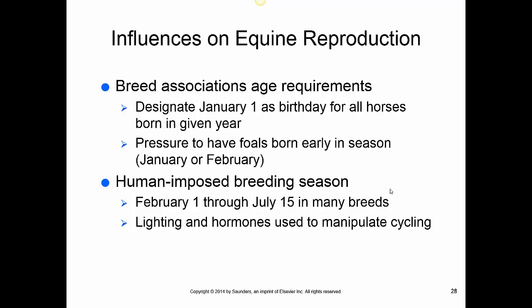We use a lot of lights, hormones, heated barns and things like that to make these mares come into heat early in the season, usually when they would not breed. And so we're usually trying to breed them somewhere around February the 1st so we can have January babies, because it's important for competition.